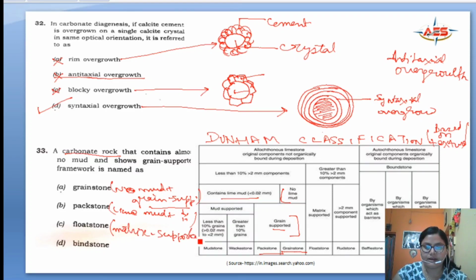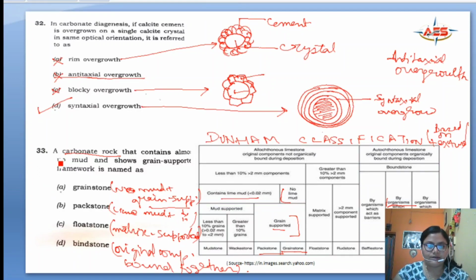Okay. And in the case of bindstone देखिए, here the organisms they encrust and bind the original components. Here the autochthonous limestone original components are organically bound during deposition, and here the binding factors are the organisms. Okay, they are called as the bindstone. मतलब they are the original components bound together. Okay, they are neither grain supported nor matrix supported.